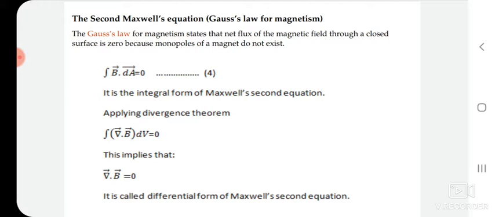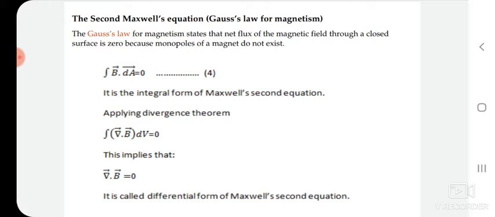In the last lecture, we derived Maxwell's first equation with the help of Gauss law for electrostatics. Today we are going to derive Maxwell's second equation as well as Maxwell's third equation. Basically, the second Maxwell equation depends on Gauss law for magnetostatics.